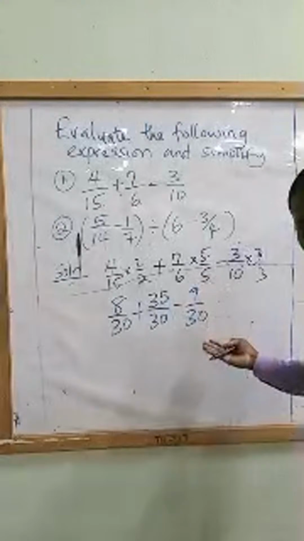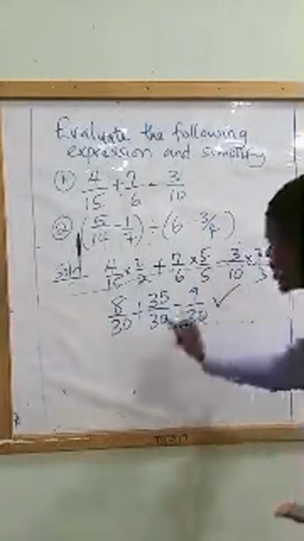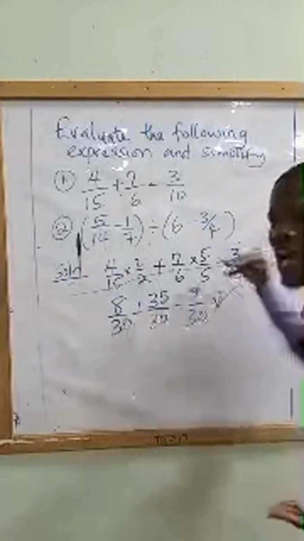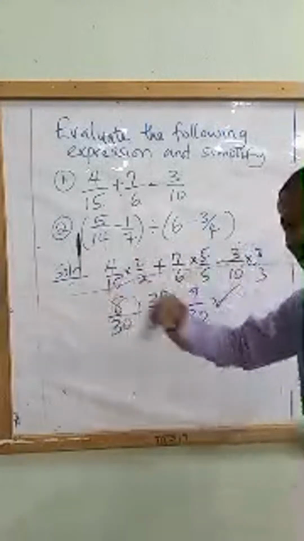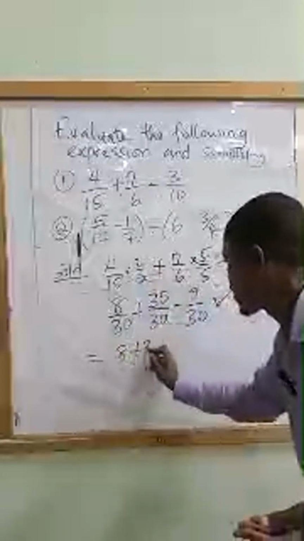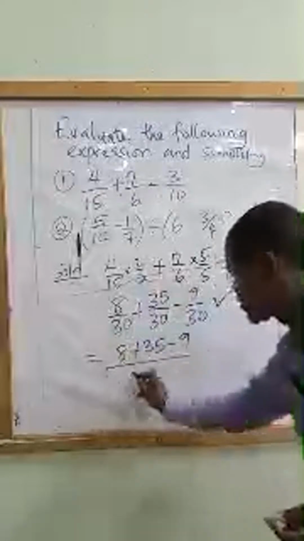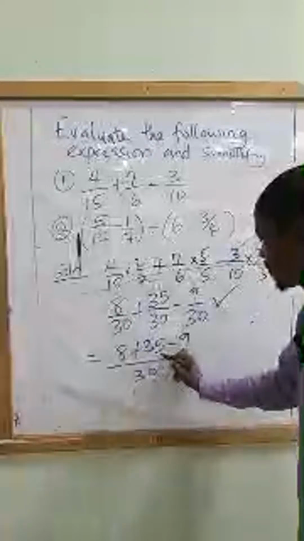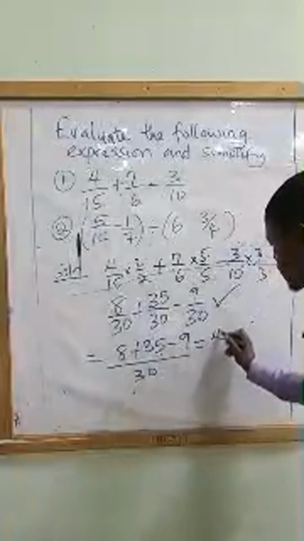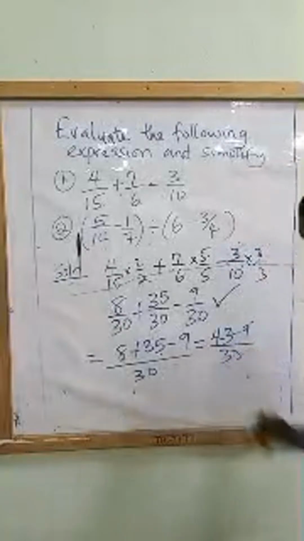Actually, there are other methods. I think this is more convenient. So once the denominator is equal, then you can add or subtract the numerators. And that will be equal to 8 plus 35 minus 9 over 30. And then 8 plus 35, that's 43 minus 9 over 30. So let's do the subtraction.